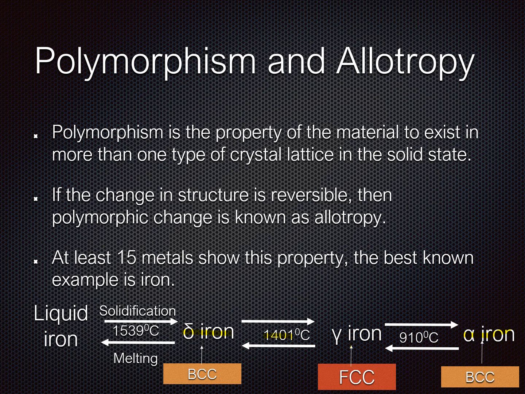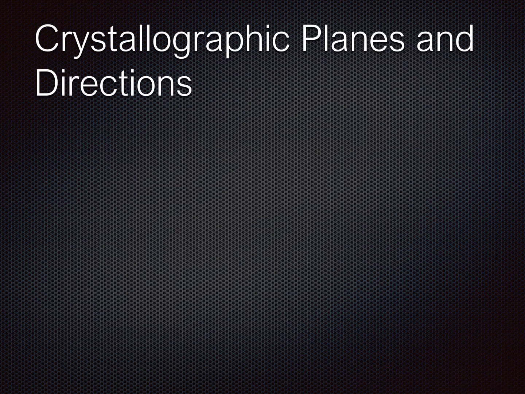The alpha iron at room temperature, when heated to 910 degrees centigrade, changes from BCC to FCC, that is, the gamma iron. On further heating, the gamma iron at 1401 degrees centigrade changes from FCC again to BCC, but the BCC structure at higher temperature in iron is known as delta iron. This delta iron on further heating at 1539 degrees centigrade melts and we get liquid iron.